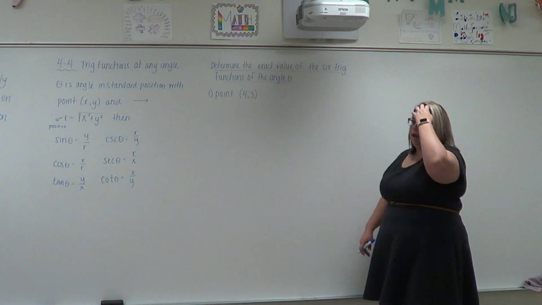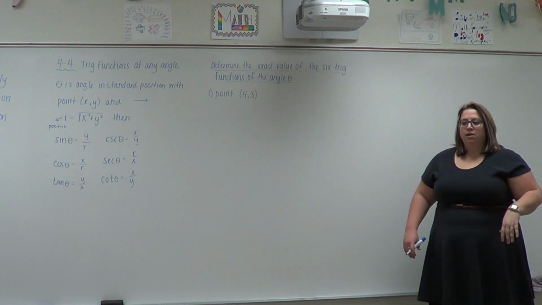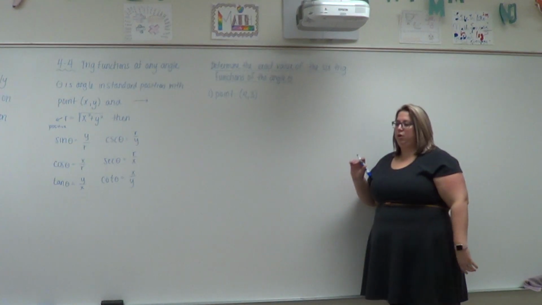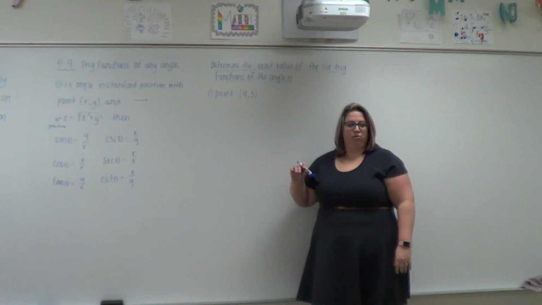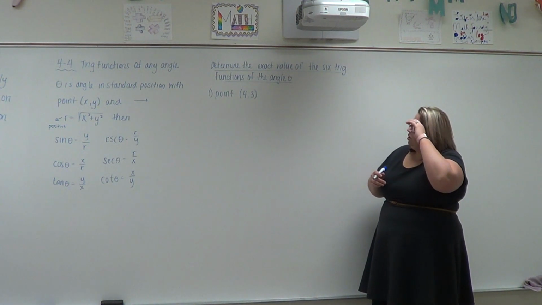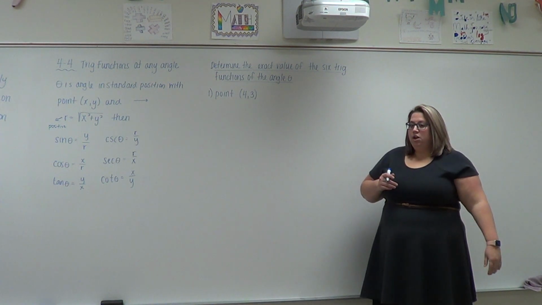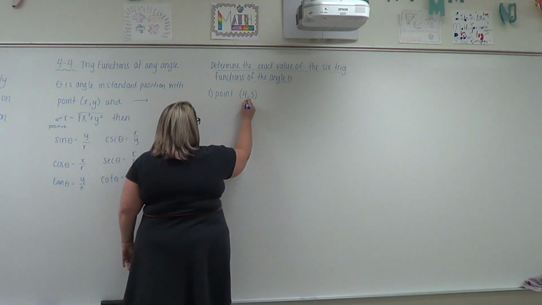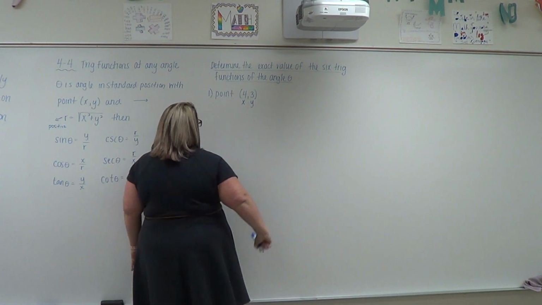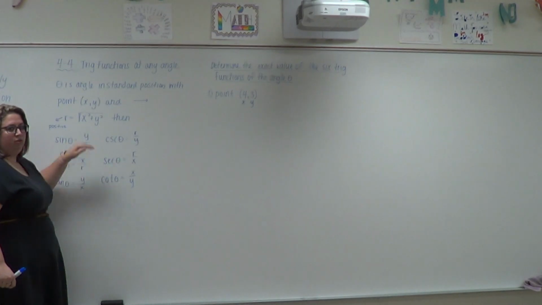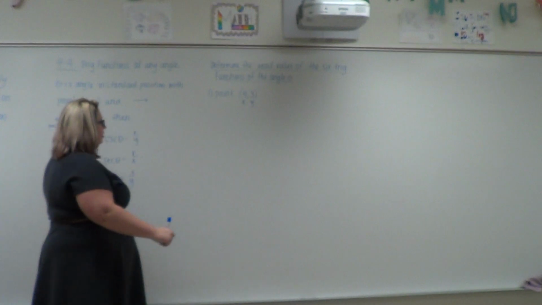Now these points may be on the unit circle, like you may see the point square root 2 over 2, square root 2 over 2, but for the majority, these are not going to be on the unit circle. Okay? So you have to find the 6 trig functions and you're given a point. If I'm given a point, I know x and y. So the very first thing I have to do is figure out what r is. What's the length of my radius?